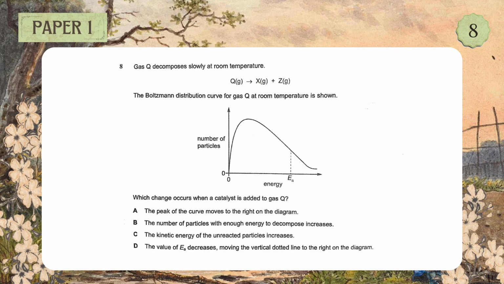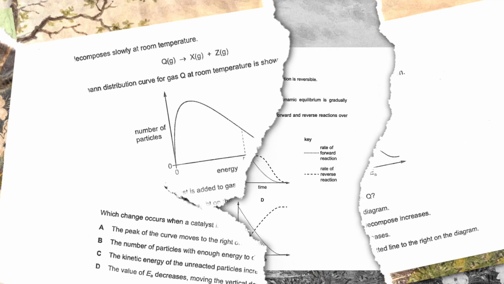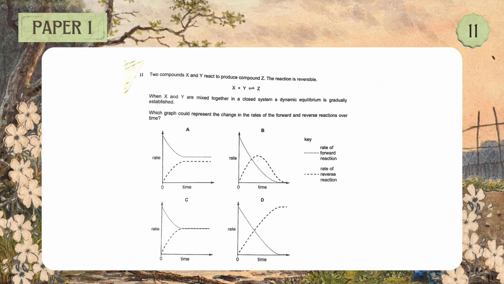Question 8 shows a Boltzmann distribution curve and asks what happens when you add a catalyst. Let's remember what a catalyst actually does. It provides an alternative reaction pathway with a lower activation energy. It does not alter the temperature of the gas, change the speeds of the molecules, or shift the actual shape of the curve itself. Looking at the options, B states exactly that. The number of particles with enough energy to decompose increases. That's our answer.